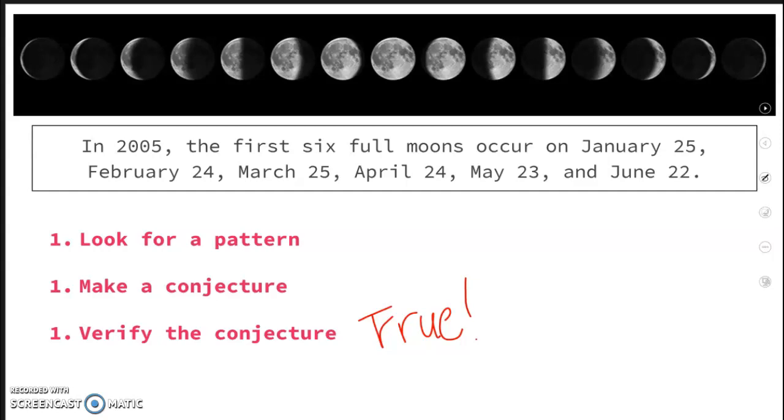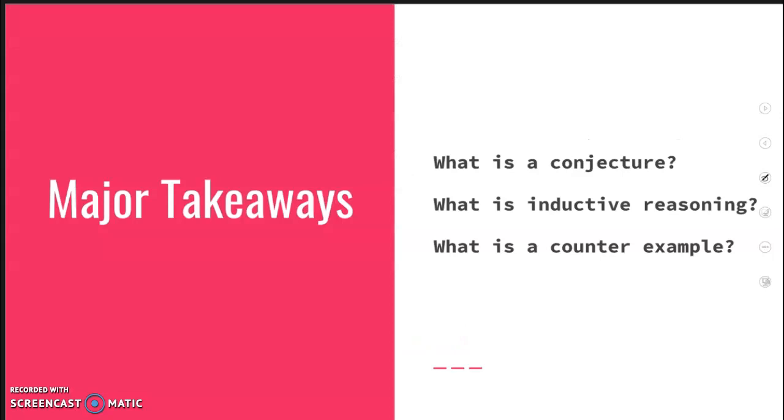Before we end the lesson, I just want to review a few items that should be written down in your notes for today. What is a conjecture? What is inductive reasoning? And what is a counterexample?